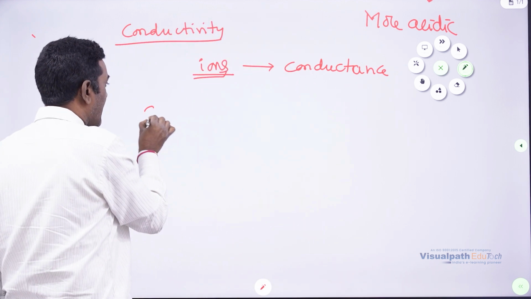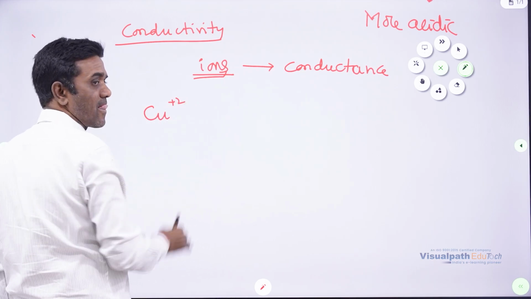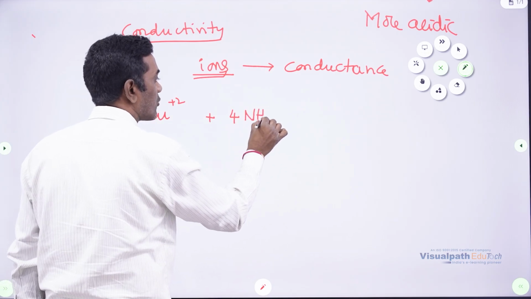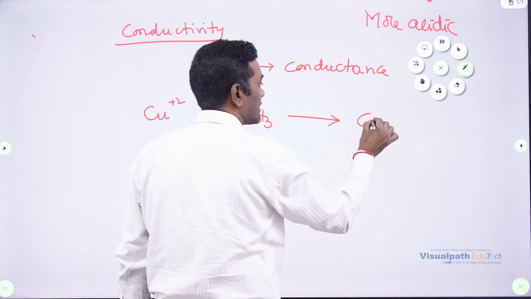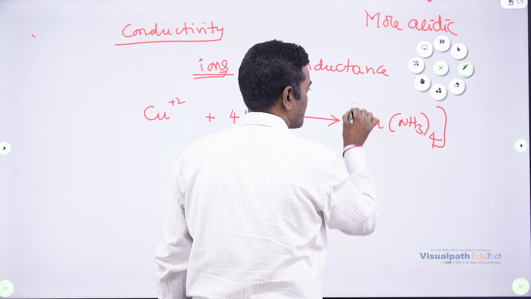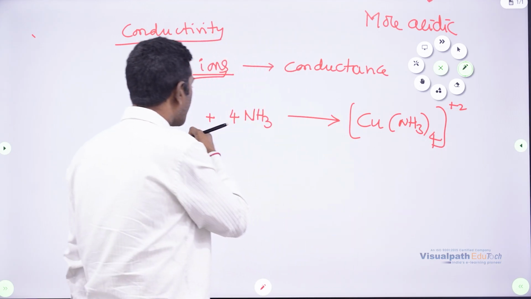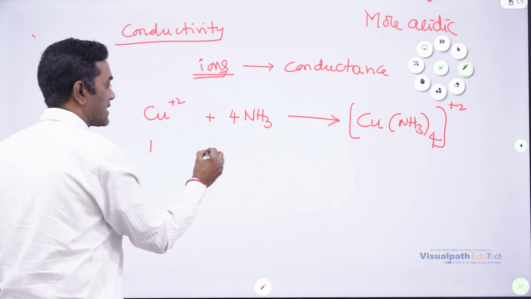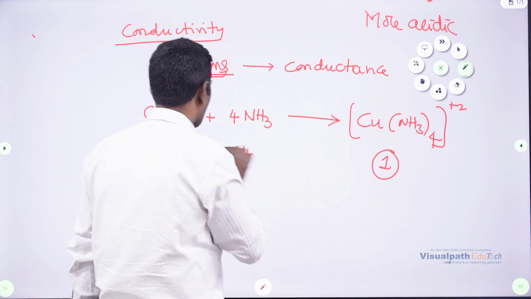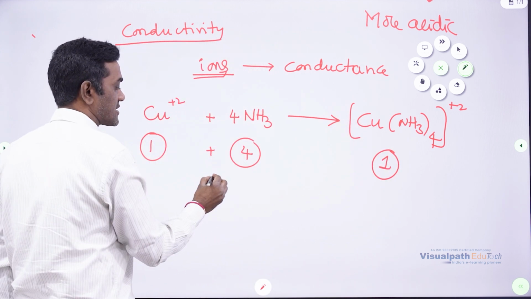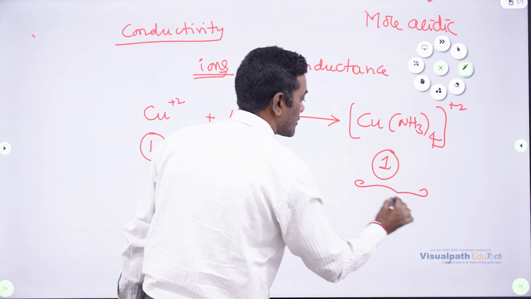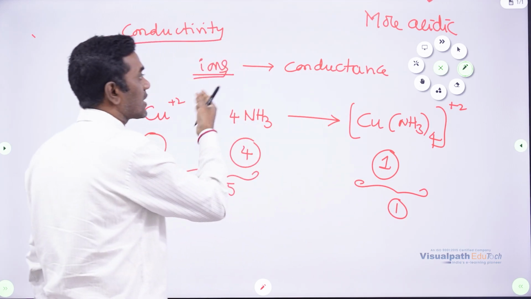If you are considering an example, copper plus 2 is going to react with 4 ammonia molecules and form a molecule that is Cu(NH3)4 plus 2. How many ions here? 1 ion plus 4 ions gives rise to how many total? 5. How many ions here? 1. So the number of ions decreased during the complex formation.